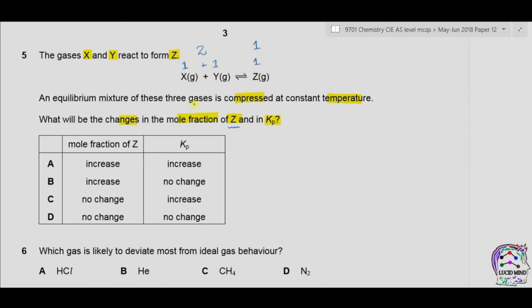is 1. So at higher pressure, when the gas is compressed, the equilibrium will move in the forward direction from more number of moles to less number of moles. So therefore the mole fraction of Z will increase. Second thing is Kp. Now we know that Kp or Kc is only affected by temperature. It is not affected by concentration or pressure or catalyst.